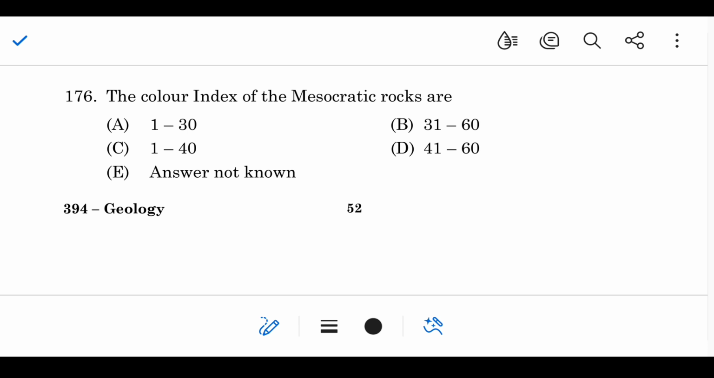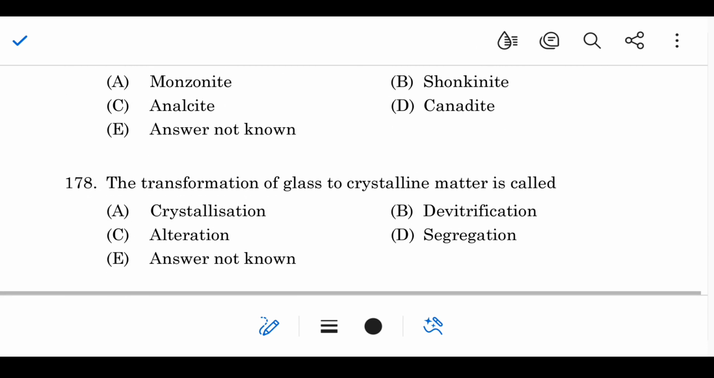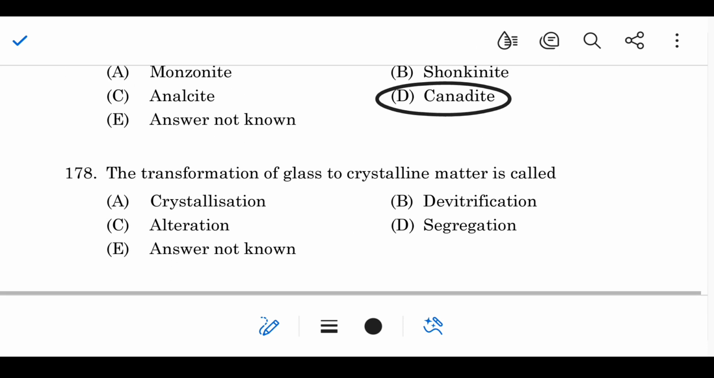176th question. Under the color index, mesocratic rocks are 31 to 60. When albite is the only alkali feldspar present in the rock, the name used is kenyte.